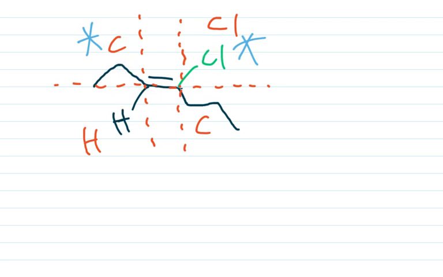Now, if you look at this molecule, the asterisks mark the higher priority groups on each side of the double bond. Are the asterisks on the same side or the opposite side of the double bond? The double bond is this horizontal red dotted line, and the asterisks are on the same side. So what does this mean? It means this molecule would be a Z stereoisomer, because the higher priority groups are together on the same side.